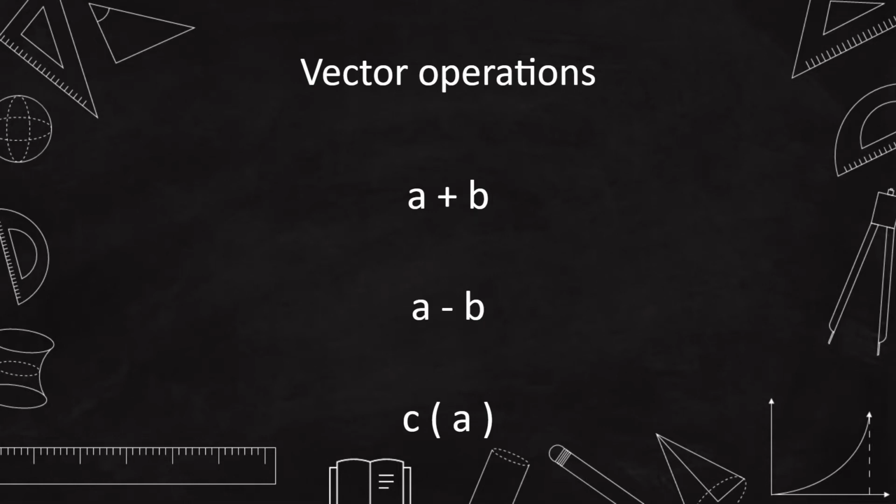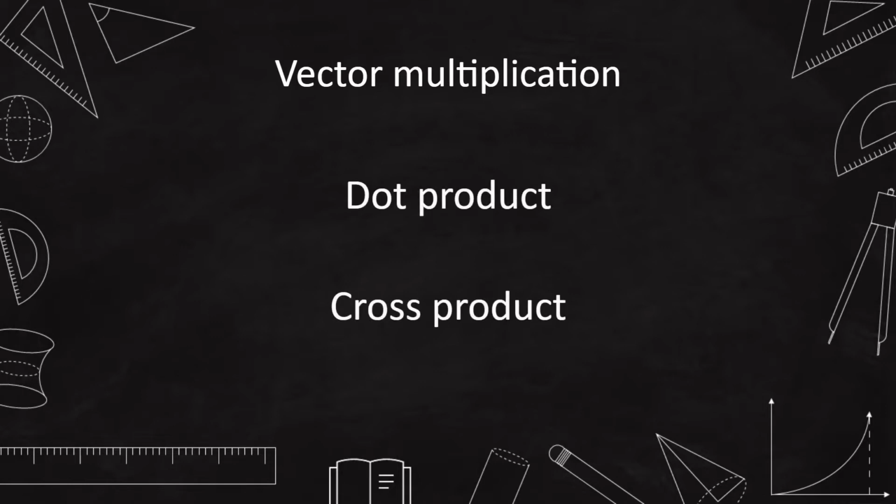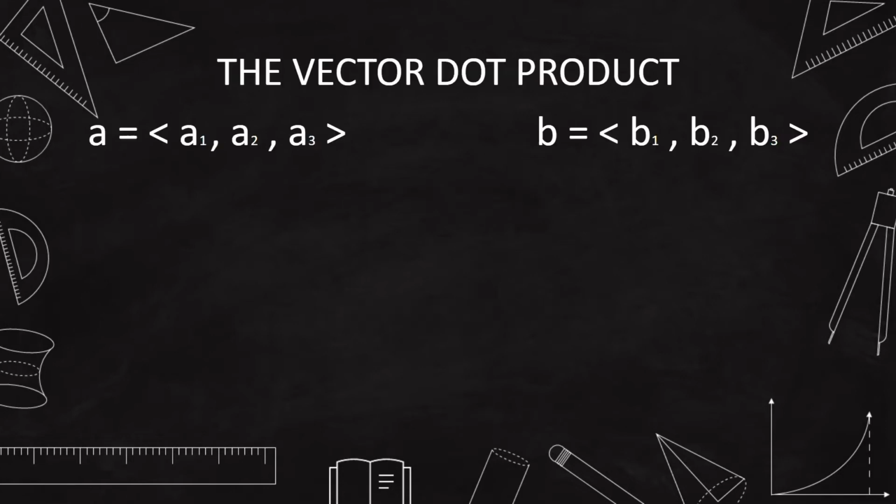We now understand what vectors are and we can do some operations with them. We can add and subtract them and we can multiply them by scalars, but we also want to be able to multiply two vectors together. There are actually two ways that we can multiply two vectors. The first kind of multiplication will give us something called the dot product. Let's learn how to perform this operation.